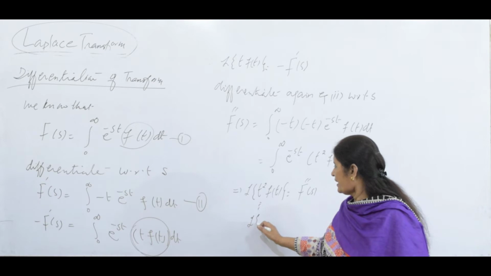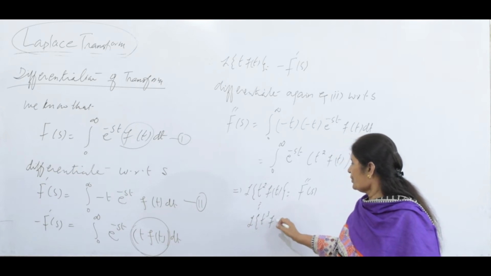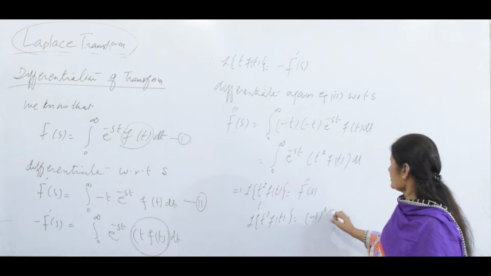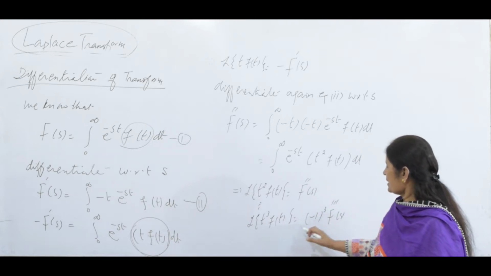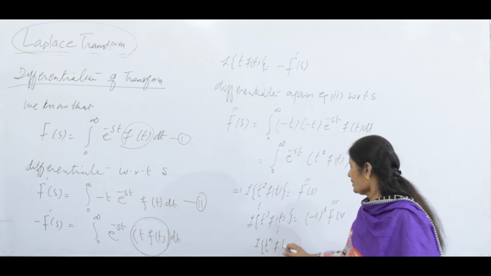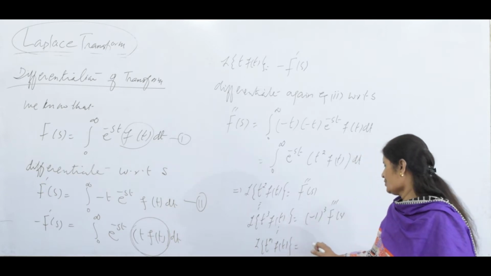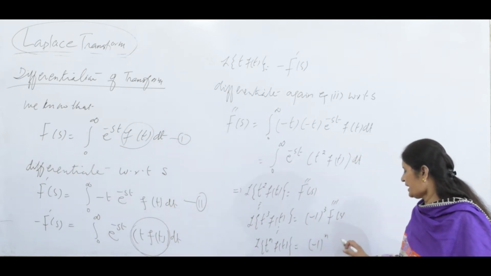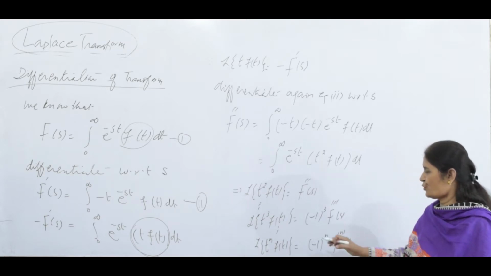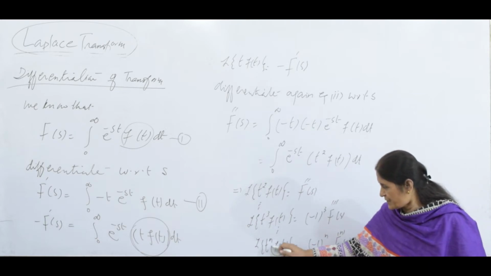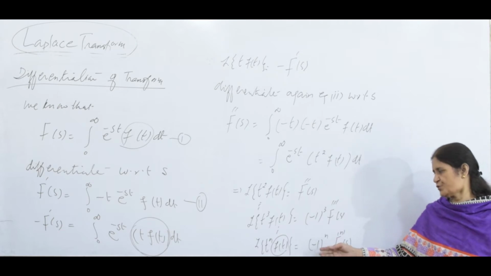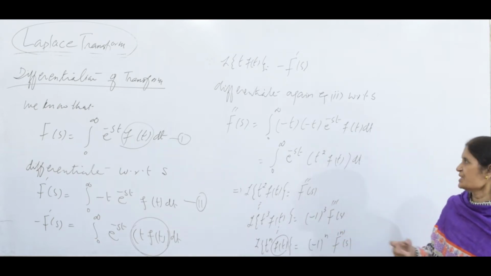Similarly, I will have the Laplace of t^3 f(t) equal to (-1)^3 F'''(s), and the Laplace transform of t^n f(t), where n is an integer, is (-1)^n times the nth derivative of the Laplace transform of the function. Find the Laplace transform of the function and differentiate n times, where (-1)^n gives a plus or minus sign, as you can have.